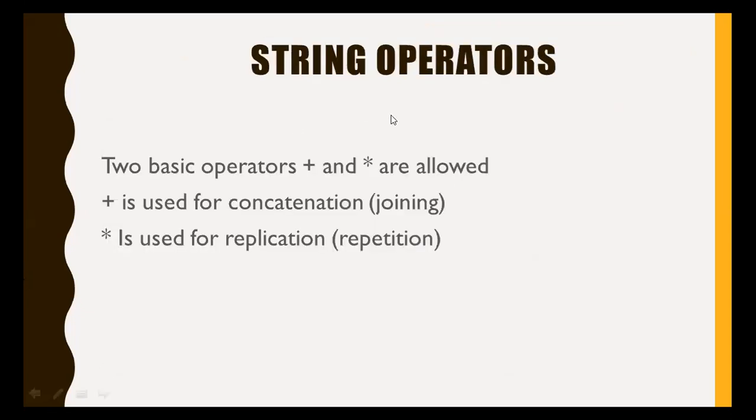Next, in a string, there are two operators that can be used. Which are these? Plus and multiply. This is an asterisk for multiplication. Now, what is the use of multiply with the string? If you are using a plus operator with the string, it only concatenates the value. Concatenate means if you are writing first name and last name, both will be joined and displayed together.